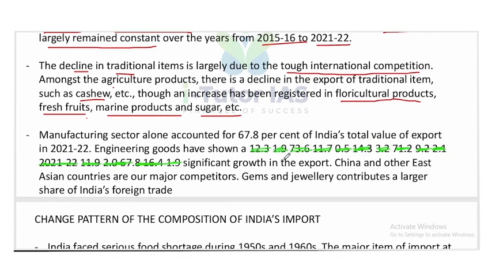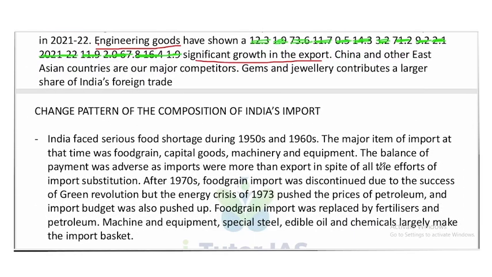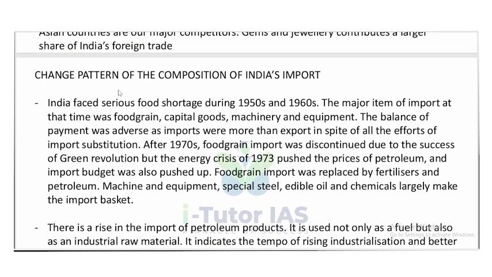Now, the manufacturing sector alone accounted for 67.8% of India's total value of export in 2021-22. Engineering goods have shown a significant growth in the export. China and other East Asian countries are our major competitors. Gems and jewelry contribute a larger share of India's foreign trade.